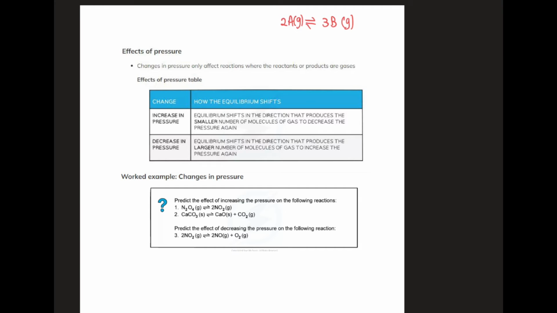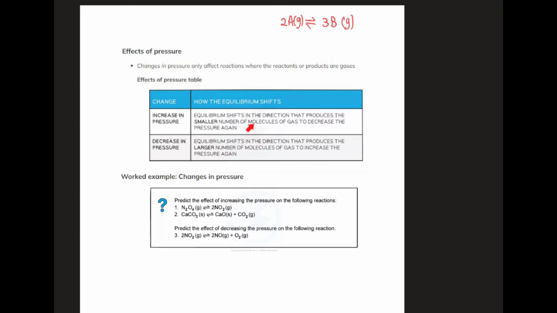So equilibrium shifts in a direction. What direction? Not fixed. It depends on the equation. In the direction that produces the smaller number of molecules of gas to decrease the pressure again. They want to minimize the change, right? So if you increase it, they try to minimize the change by decreasing the pressure. And how do they decrease it? They shift to the direction that decreases the number of molecules.